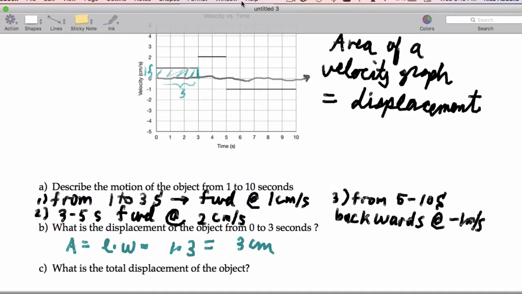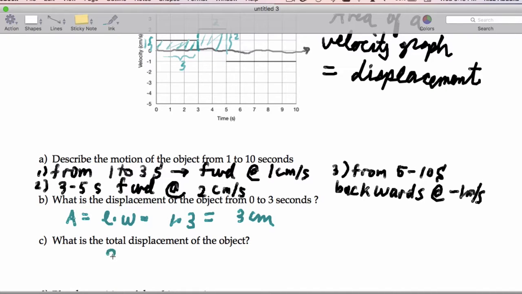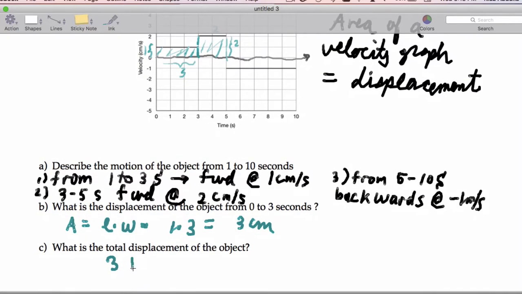Now let's go ahead and get the total displacement of the object in the next part, which is part C. So I have a width of 2 seconds and a length of 2 centimeters. So I'm going to have 3 plus 4 plus, I have this negative area down here.